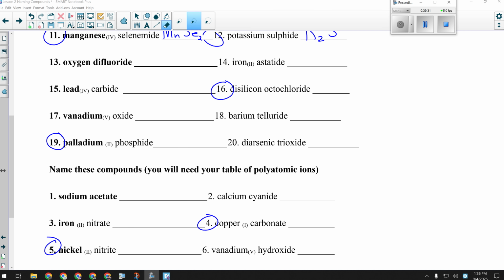Number 16, disilicon octachloride, ionic or molecular? Molecular. How many silicon? 2. How many chlorine? 8. Reduce? No.